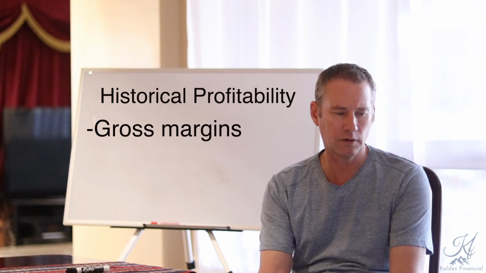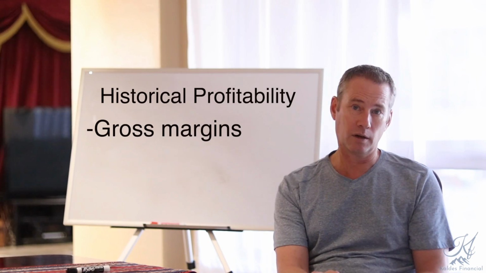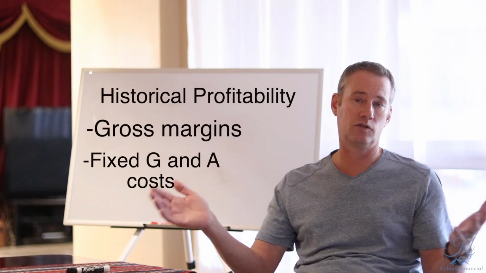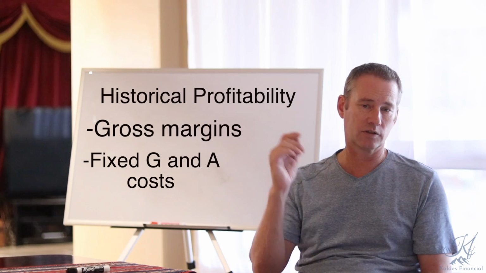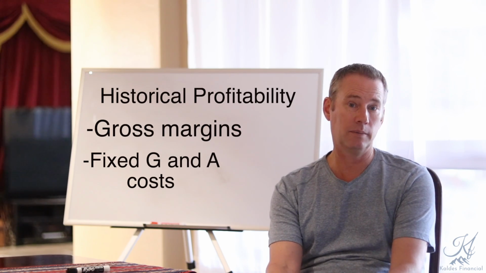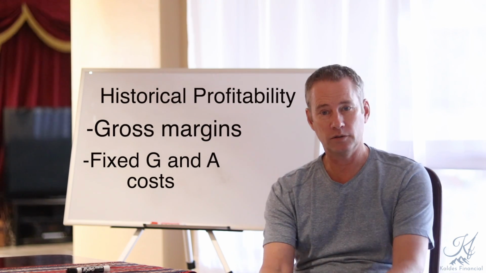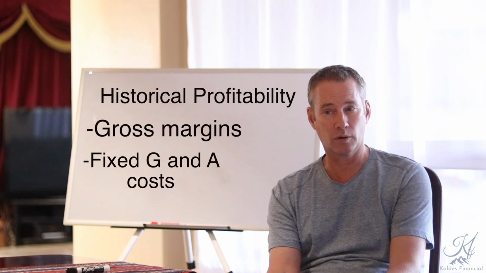So it's also the purest identifier of the company's ability to cover the fixed G&A costs, as we illustrated just a moment ago when talking about EBITDA margins. You've got to cover those G&A costs with your gross profits.